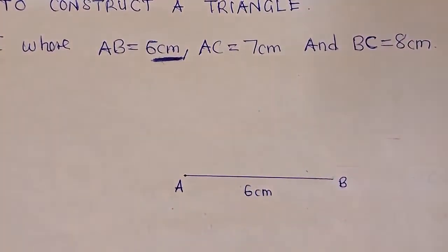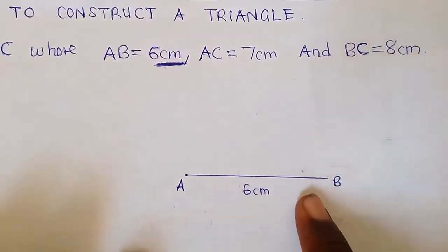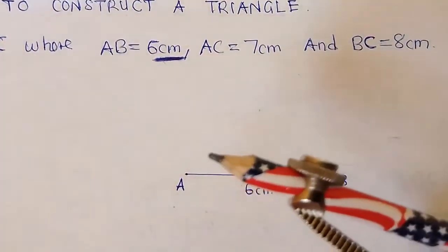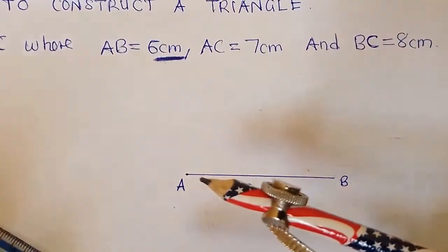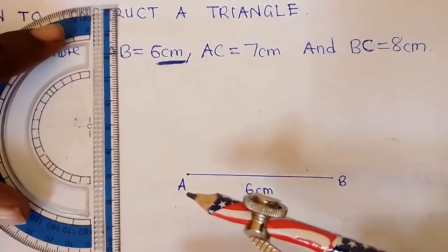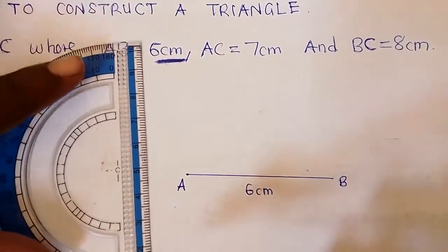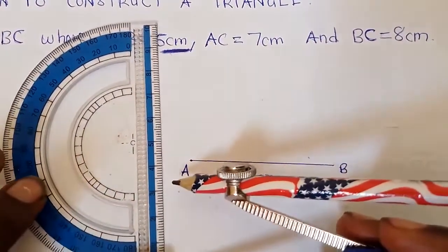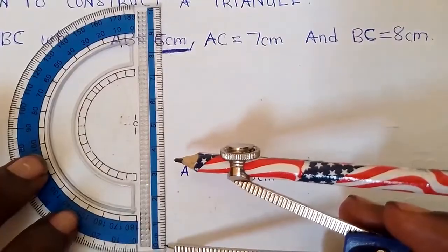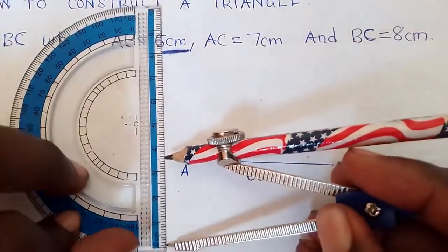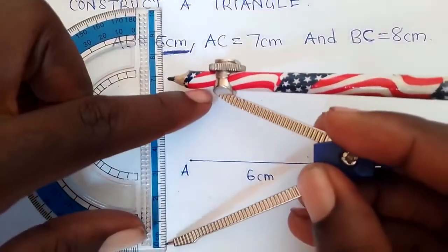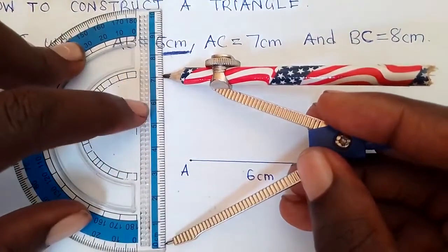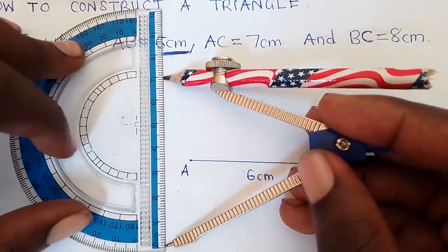So after you write this first line, for these other lines you need to use a compass. You measure 7 centimeters. This is your ruler. You measure from here like this. This is where 0 is. You go to where 7 is. 7 is here. This is my 7 centimeters.